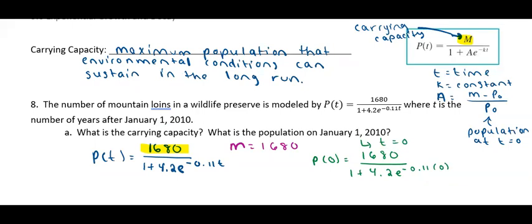So as we go to solve this down, this is going to look like 1680 over, this piece all goes to 1. So 1 plus 4.2 will give us 5.2. Which, if you do that calculation and round to the nearest lion, we'll have 323 lions. There we go. So our initial population, our P of 0, was 323 lions.